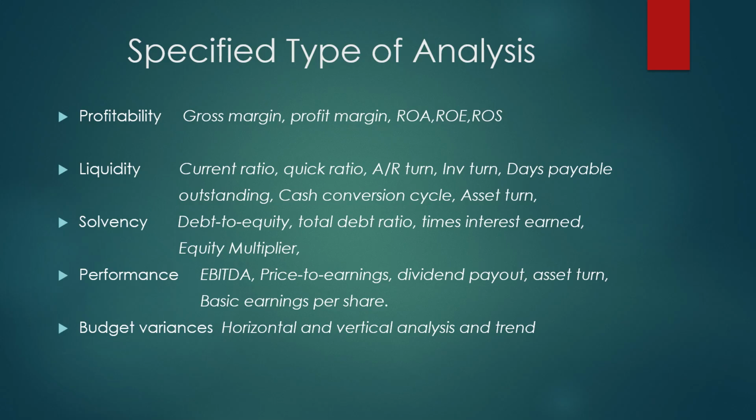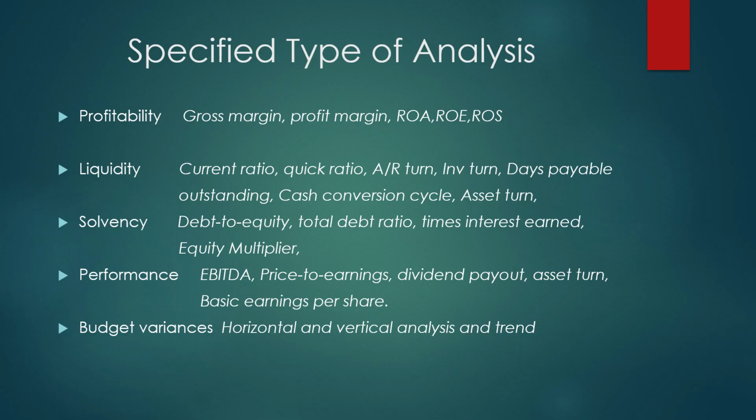So we have a couple of specified types of analysis from the blueprint. Profitability. Profitability ratios are gross margin, profit margin, return on assets, return on equity, and return on sales. So those are our profitability ratios.